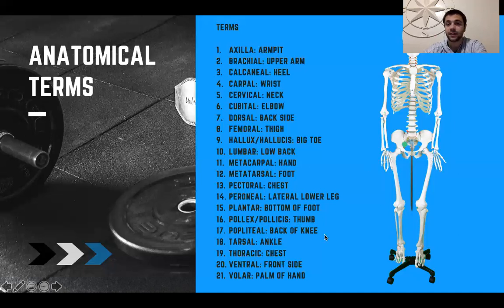Popliteal refers to the back of the knee, or the posterior aspect of the knee. Tarsal refers to the ankle. Thoracic refers to the chest and really the rib cage itself. Ventral is the front side, so that would essentially be the opposite of dorsal. And then volar refers to the palm of the hand.